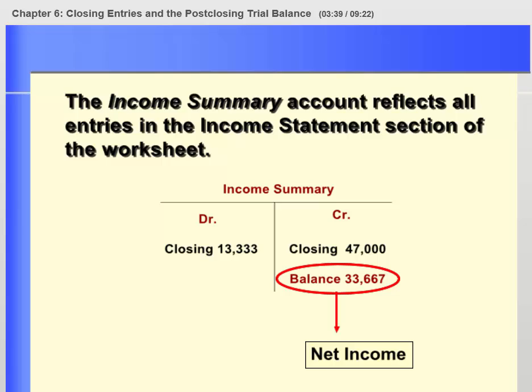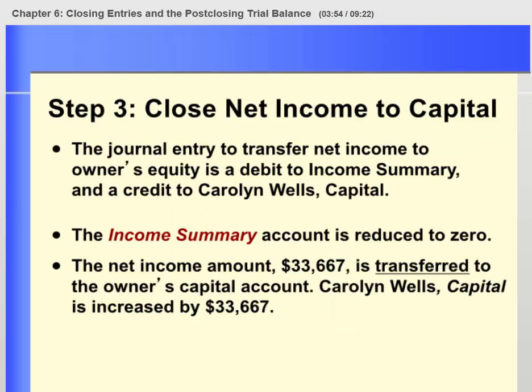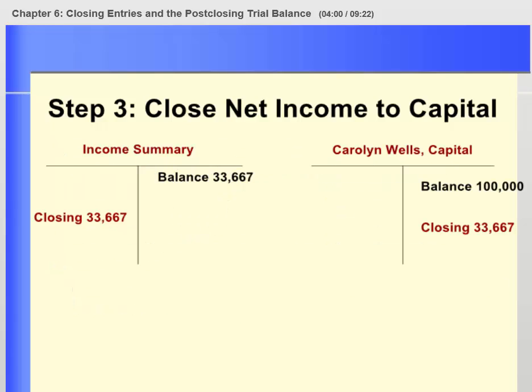After making the first 2 closing entries, income summary has a balance of $33,667. This is the difference between the revenues and the expenses, or net income. This amount will be transferred to the capital account of the owner. Our third closing entry transfers net income to Carolyn Wells Capital. Income summary has a credit balance of $33,667 at this point.